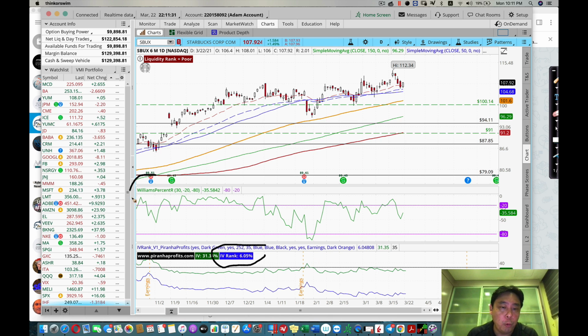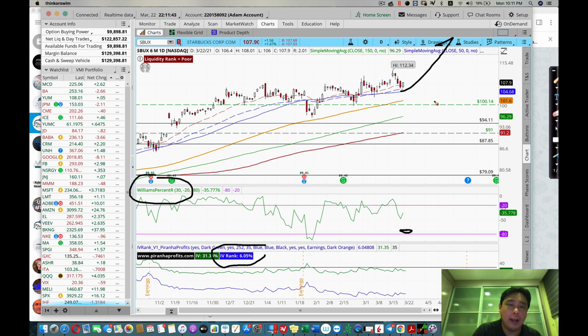And you can see that the Williams R is not that low, right? I like it to be lower, which means it's more oversold, more likely to bounce up. So it's an okay trade. It's okay, but it's not fantastic, right? So I like to take fantastic trades because it's about selectivity.